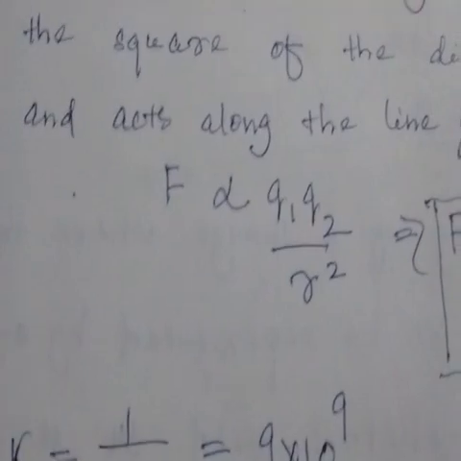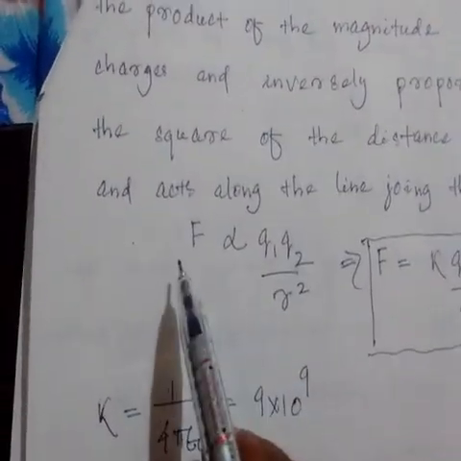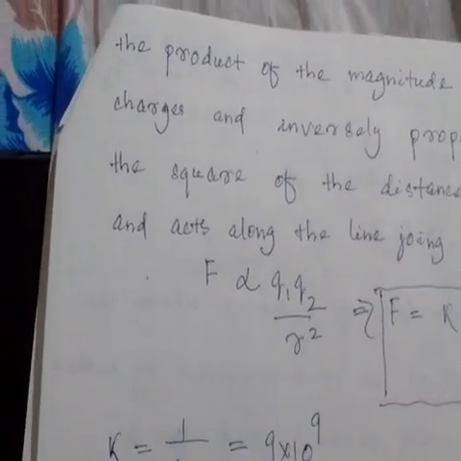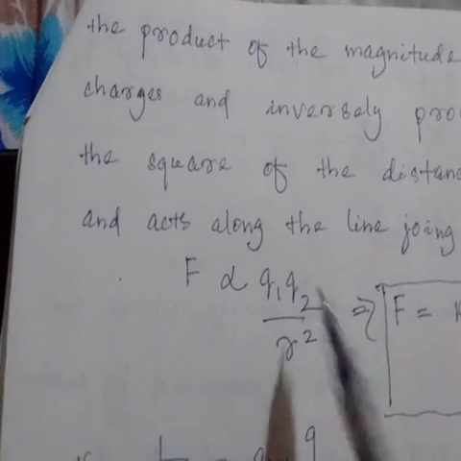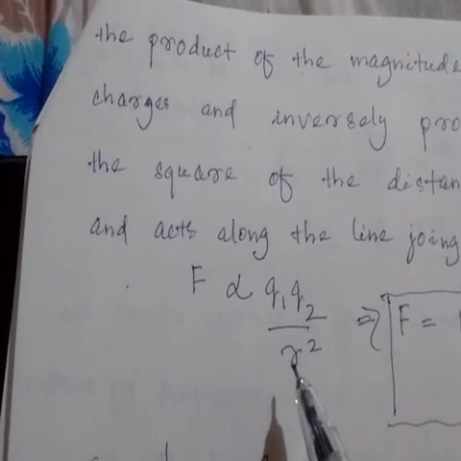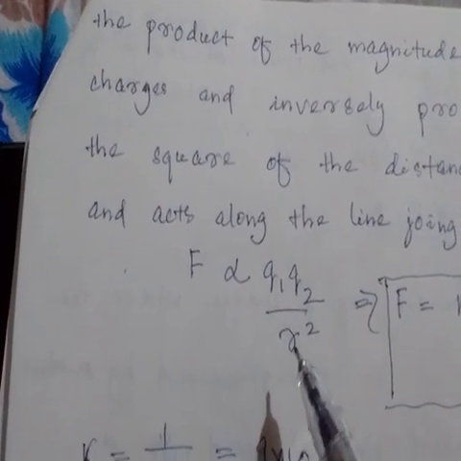You look at this expression. Whatever the law says, F is proportional to Q1 into Q2 divided by R square. The law says it is proportional to the product of the charges Q1 and Q2 and inversely proportional to the square of the distance between them. Here R is the distance between the charges.